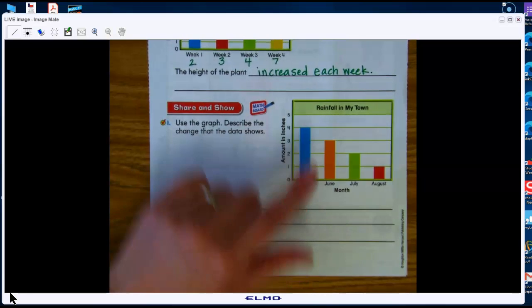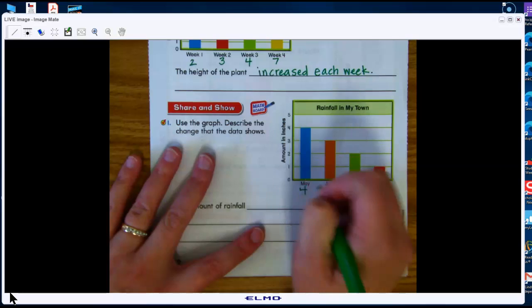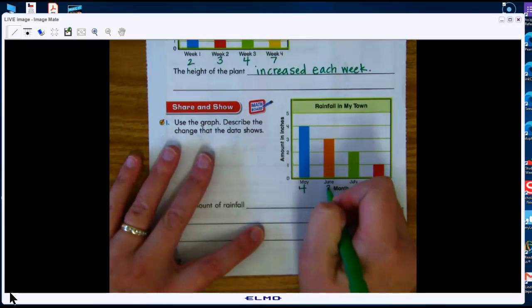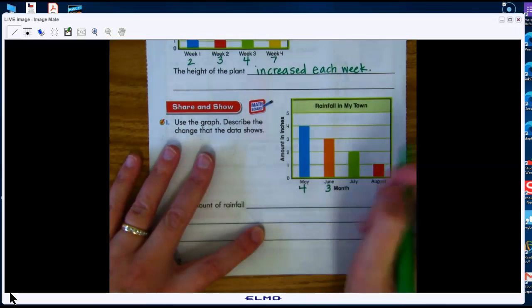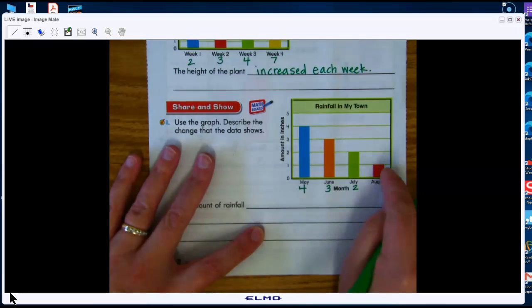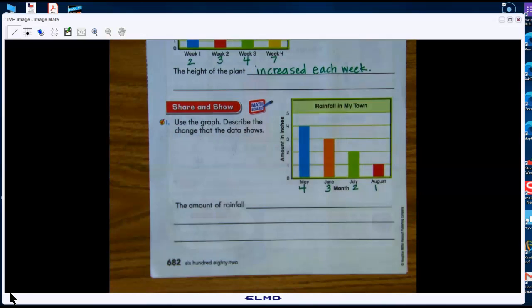So in May, we got 4 inches of rain. In June, we got 3 inches of rain. In July, there were 2 inches of rain. And in August, there was 1 inch of rain in their town. Now, did the amount of rainfall each month increase, go up, or decrease, go down? Is this an increase or decrease, Heather? Decrease. Decrease means goes down.